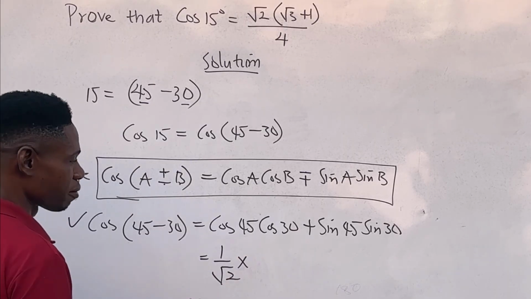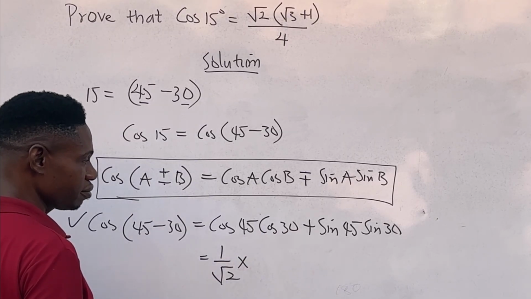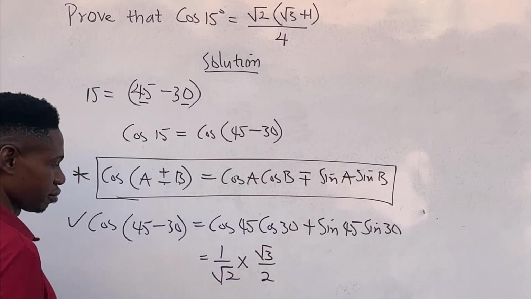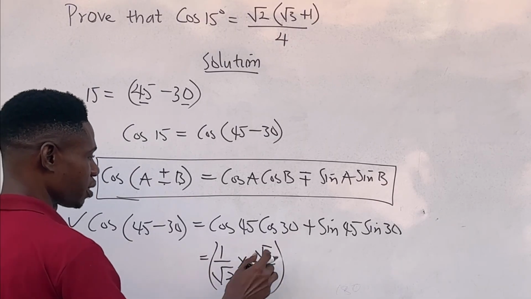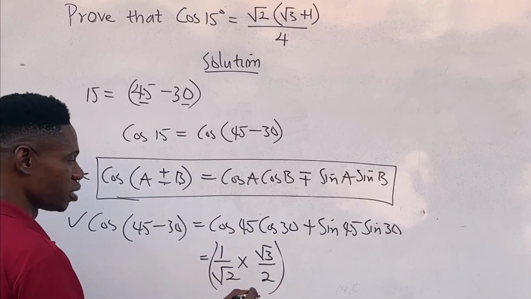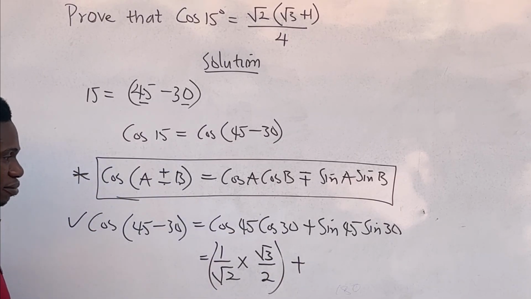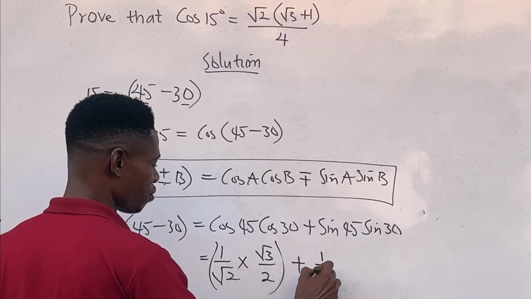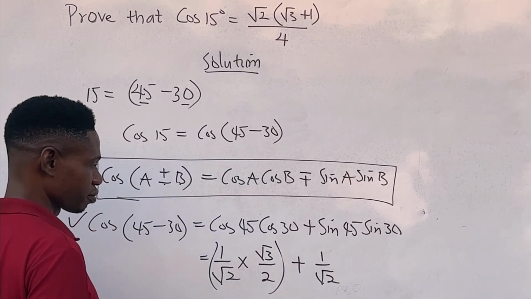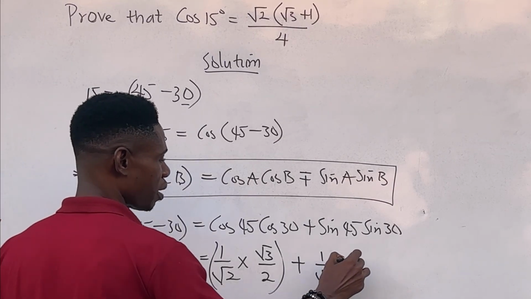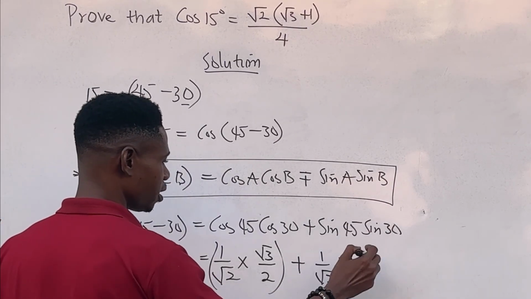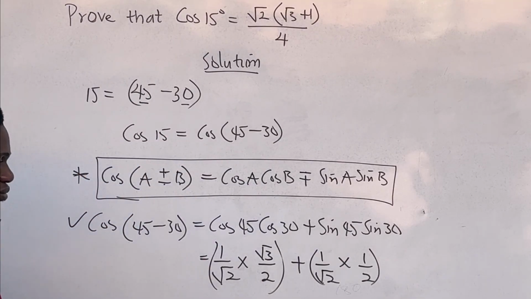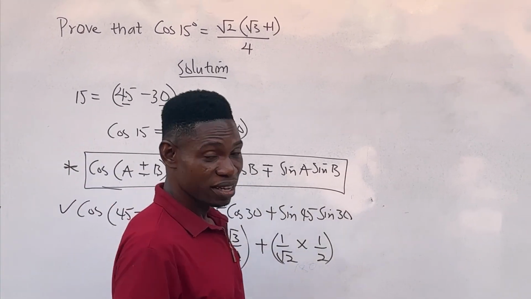So multiplied by cos 30 is root 3 over 2. So this is this first part, that's cos A cos B, plus our sine A sine B will be sine 45, which is also 1 over root 2, multiplied by sine 30, which is 1 over 2.